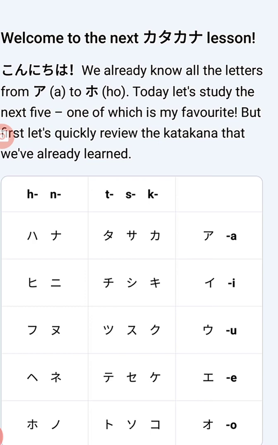Ka, ki, ku. Okay, so it has a cap and it's keeping itself cool. A seven that's keeping itself cool by wearing a cap. Seven cool is ku. Ka, ki, ku.